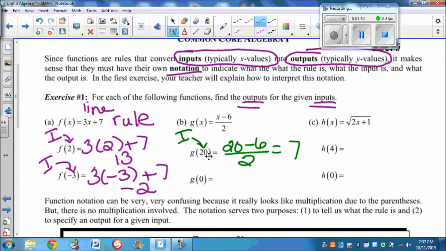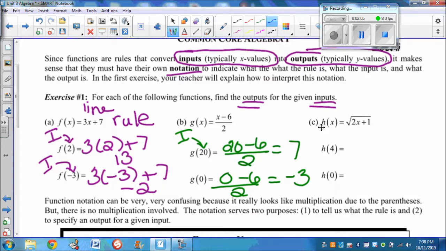So if you were to think about this in terms of a point, the point would be 20 comma 7, x comma y. So g of 0, 0 minus 6 divided by 2, that's negative 6 divided by 2, which is an output of negative 3. The point that would go with that would be 0 comma negative 3. Input is 0, output is negative 3.